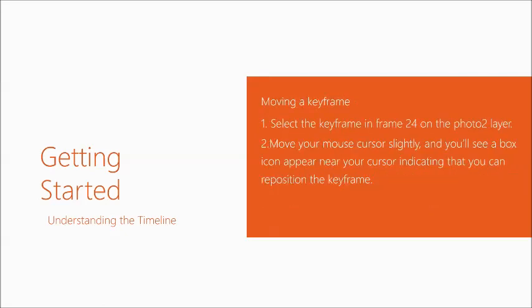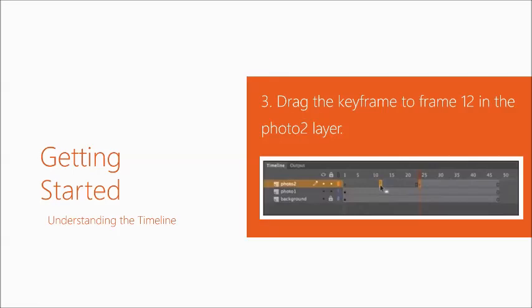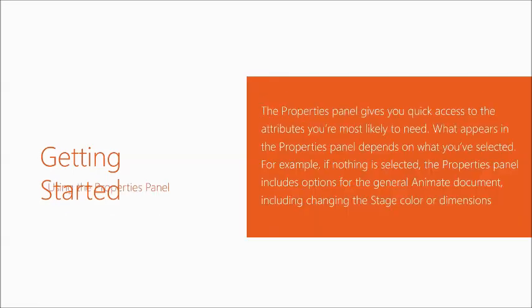To move a keyframe, select the keyframe at frame 24 on the Photo 2 layer. Move your mouse cursor slightly and you'll see a box icon appear near your cursor, indicating that you can reposition the keyframe. Drag the keyframe to frame 12 in the Photo 2 layer.